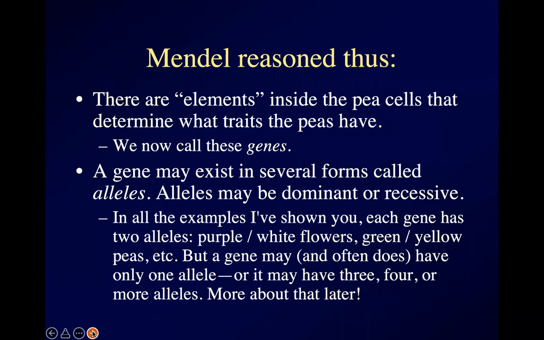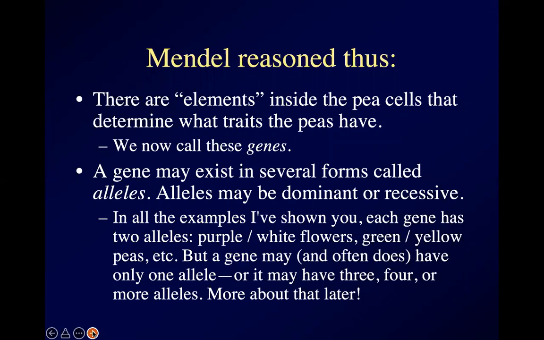Now, in all the examples I've shown you, each gene has exactly two alleles. The P gene for flower color comes in either the purple allele or the white allele. The peas themselves may be either green or yellow because they may be carrying either green alleles or yellow alleles of the gene for pea seed color, and so on.